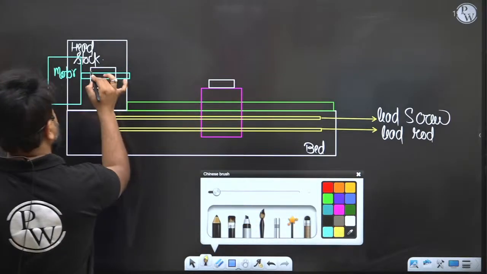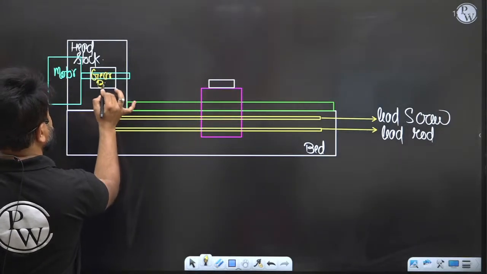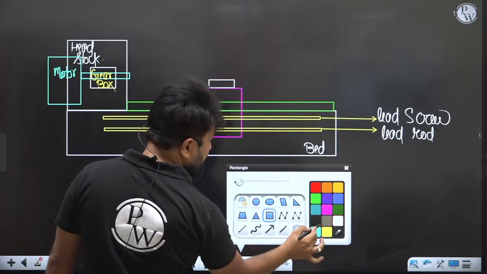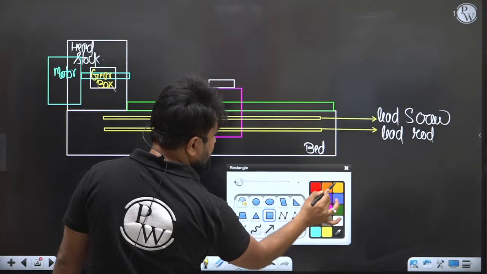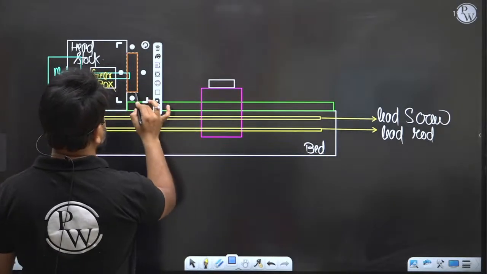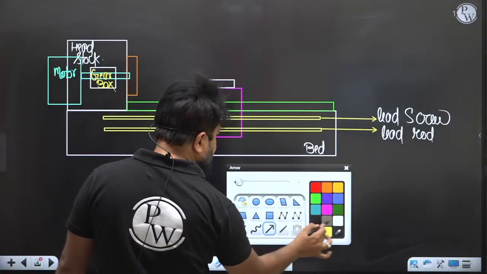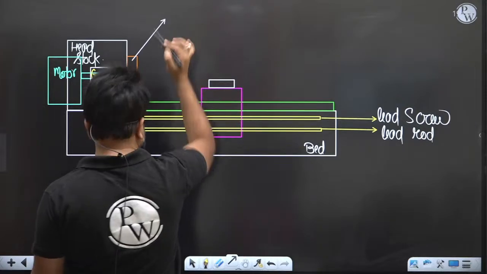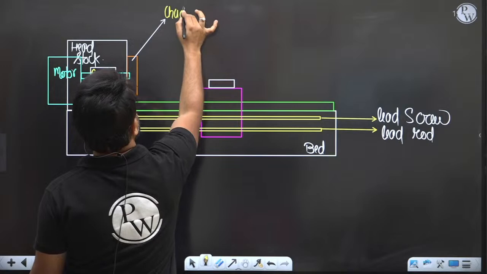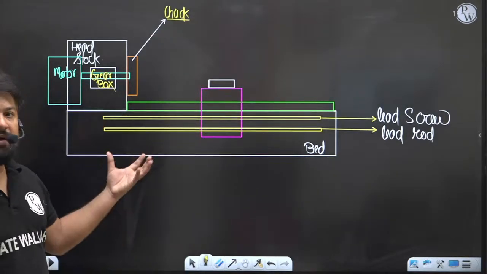There will be a gearbox also. This is the gearbox. And there is one more thing, which is known as the chuck. That is a work holding device, my dear. This is a chuck, and this is a work holding device. It is the chuck that holds the workpiece, right?